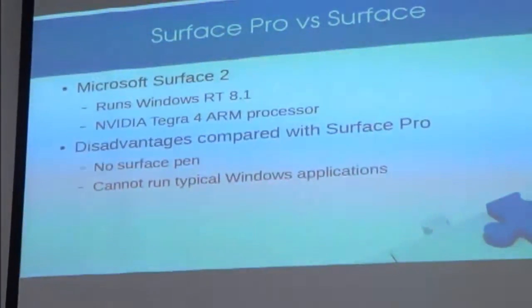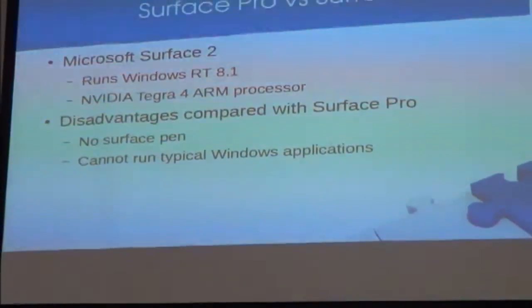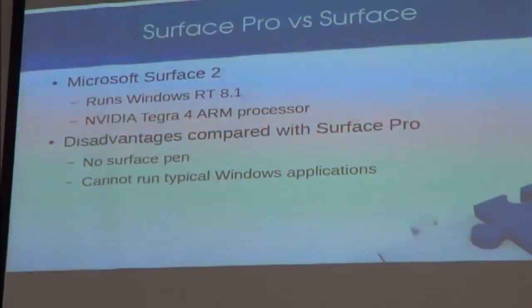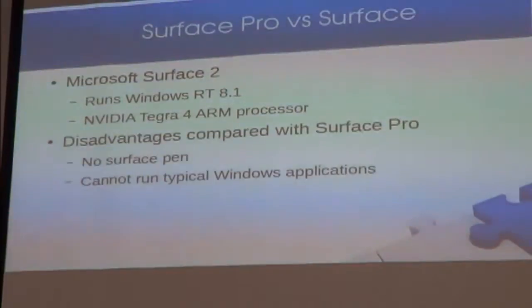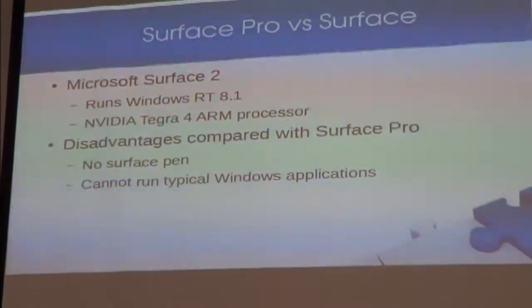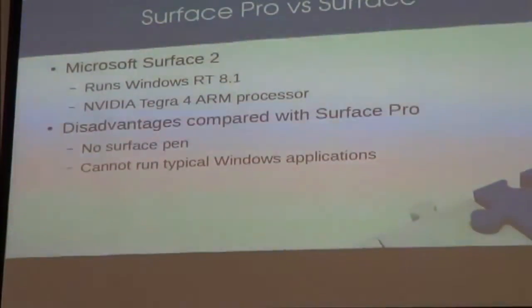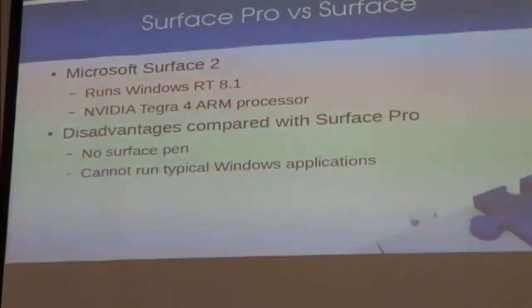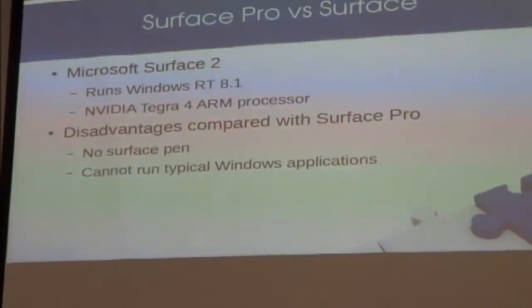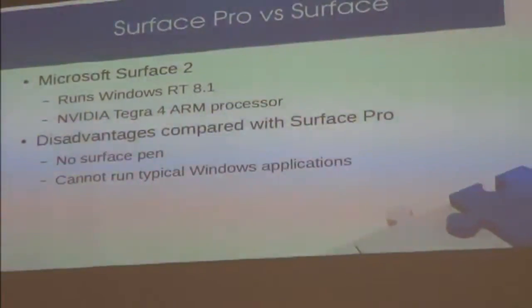Now, there's actually two tablet products from Microsoft. There's a Surface and a Surface Pro. The Surface is pretty much the same device, but it uses a different processor. It uses an ARM-based processor. The disadvantages with the Surface, compared with the Surface Pro, which is what I've got here, is that it doesn't come with a pen, and it doesn't run normal Windows, that is, the Windows that runs on Intel processors.